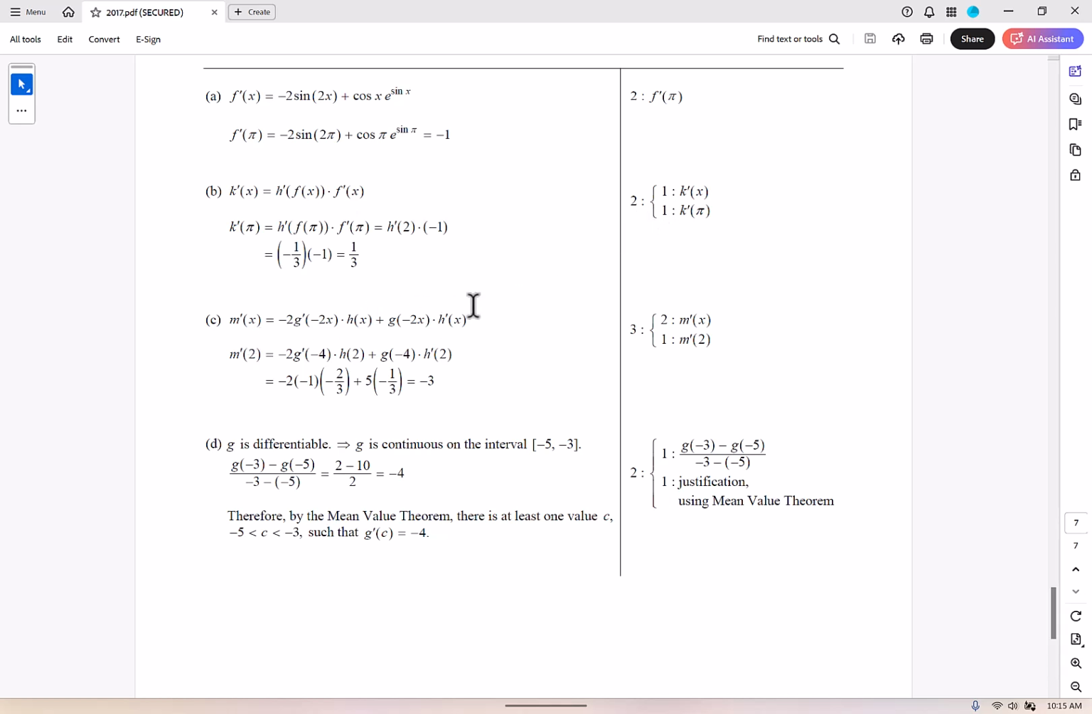Letter C, they give you 2. Okay, wow, they're being generous here. They give you 2 points for the correct derivative, 1 point for the answer. Yeah, we got the correct derivative, and we got the correct answer, negative 3. So we got 3, 4, 5, 6, 7.